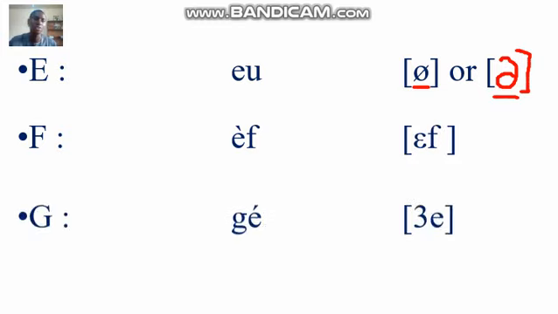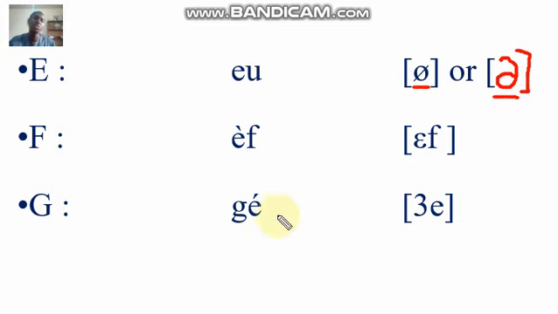The next one is G. Let's see it. J rather. This is J. Like you pronounce the letter J in English, your G in French is J. That's it. Now, this is the sound originally.